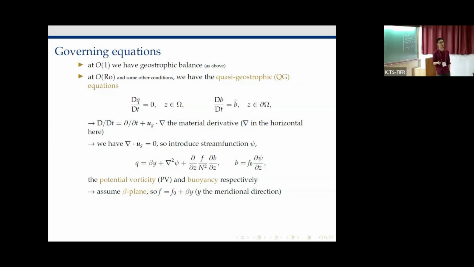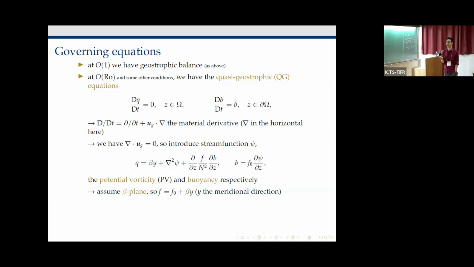You get what's known as the quasi-geostrophic equations, or the QG equations. Big D/Dt here is your material derivative, and the flow of relevance is your geostrophic flow. In this particular case, at this order, the geostrophic flow is purely horizontal, along the geopotential surface. It can be shown that this has no divergence.